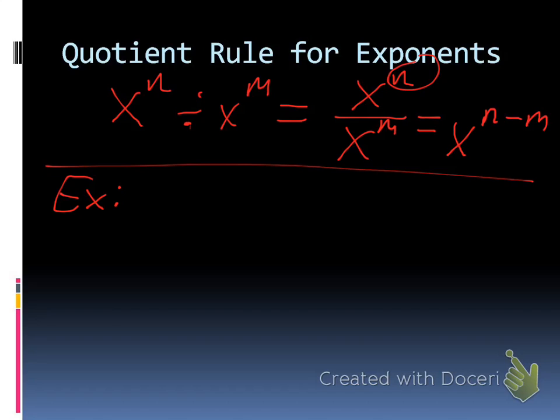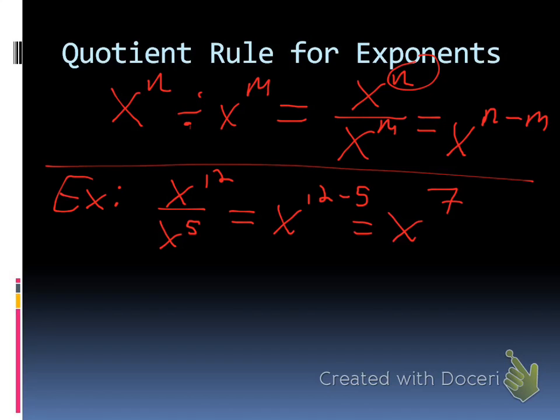For instance, if I had something like x to the 12th over x to the 5th, I would subtract the exponents. So this would be x to the 12 minus 5, which equals x to the 7th. And that's the quotient rule.